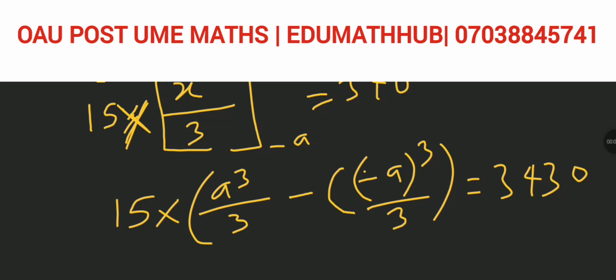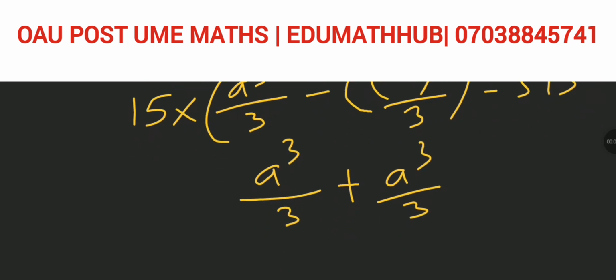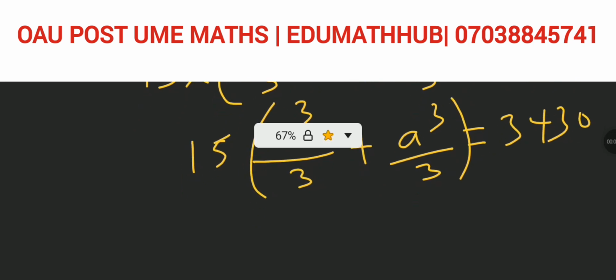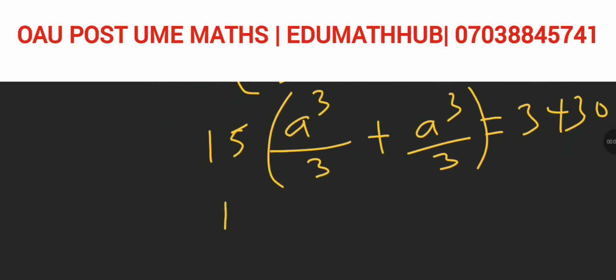It's very easy. So minus times minus is plus. So we're going to get a raised to power 3 over 3 minus, plus, minus times minus is plus, a raised to power 3 over 3, equals 3430. 15 is here. So you can see that 3 is common at this bottom part here. You can actually bring the 3 out. That will be 15 over 3. Then you have a raised to power 3 plus a raised to power 3. So you add these two together.